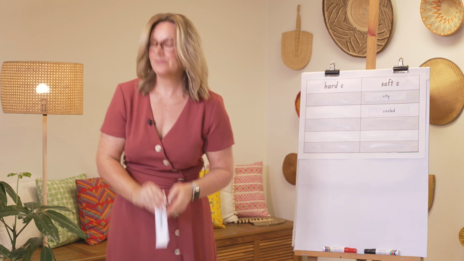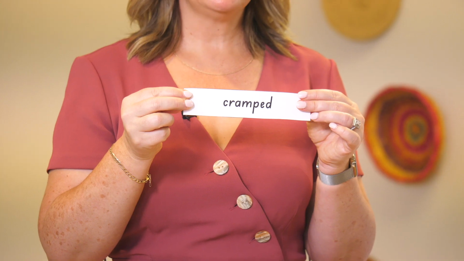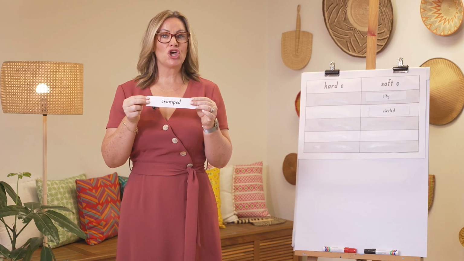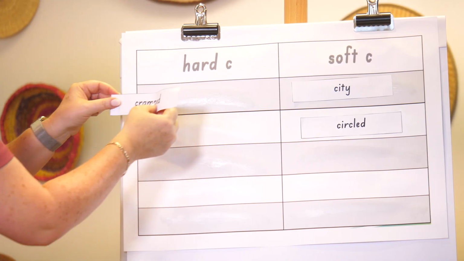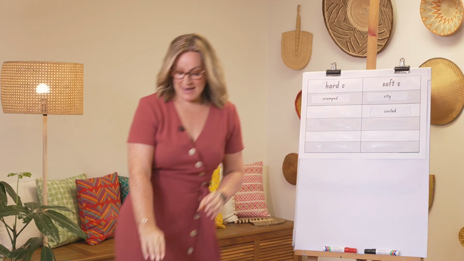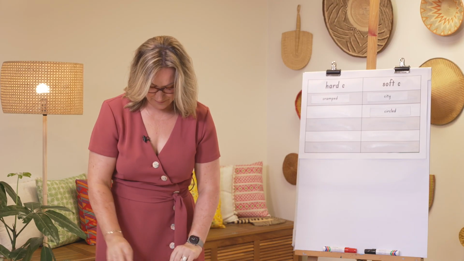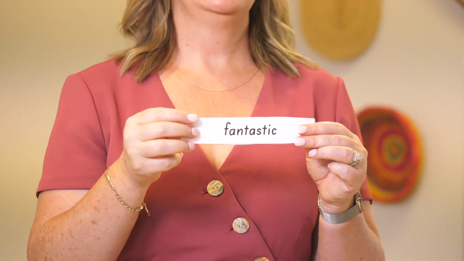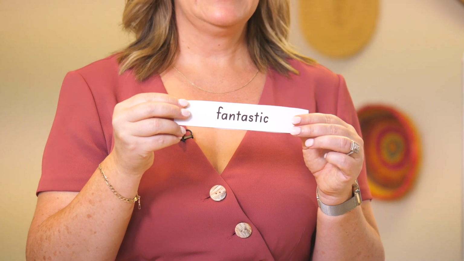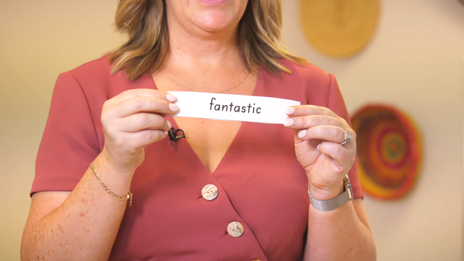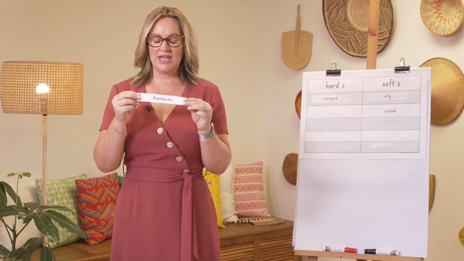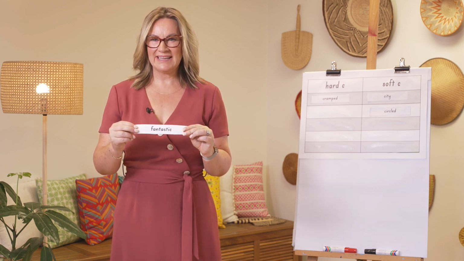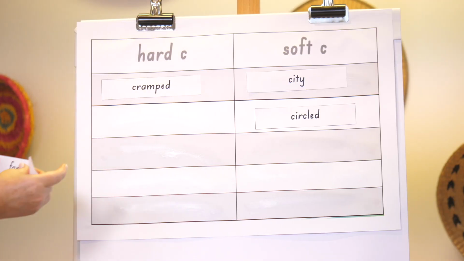Next word. Cramped. Repeat. First phoneme you're hearing. K. Cramped. So we're calling that our hard C. Next word. It's actually at the end. Hint. Fantastic. Where are you hearing that? Are you hearing fantastic or fantastic? We're hearing a hard C.